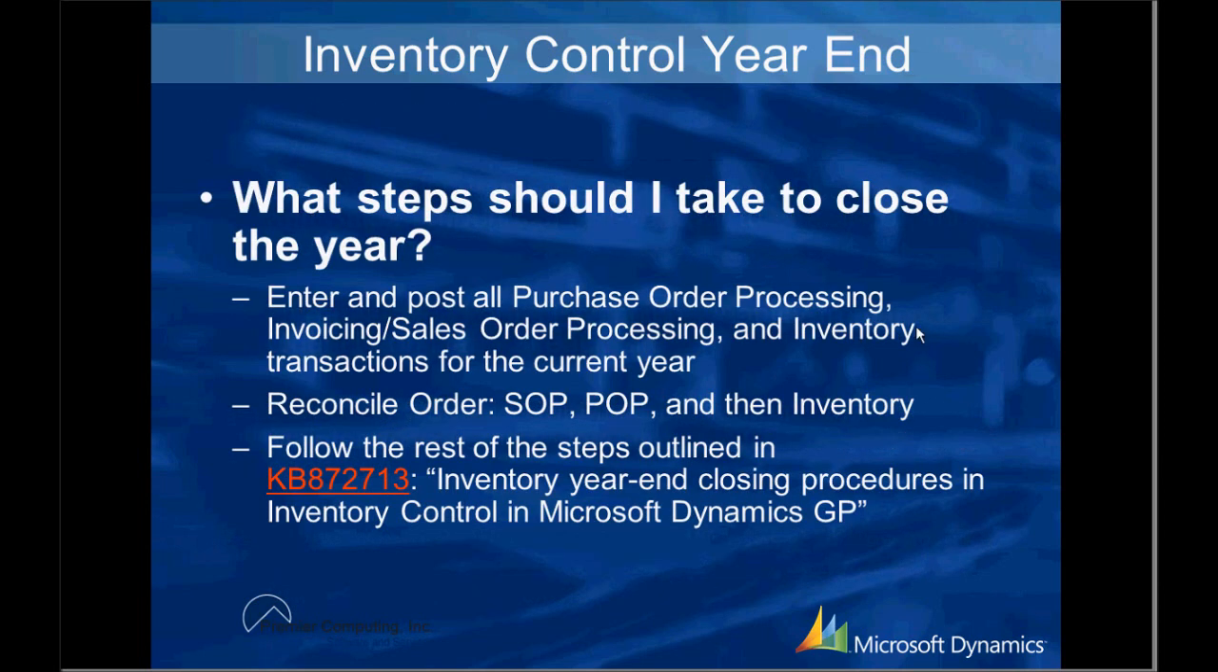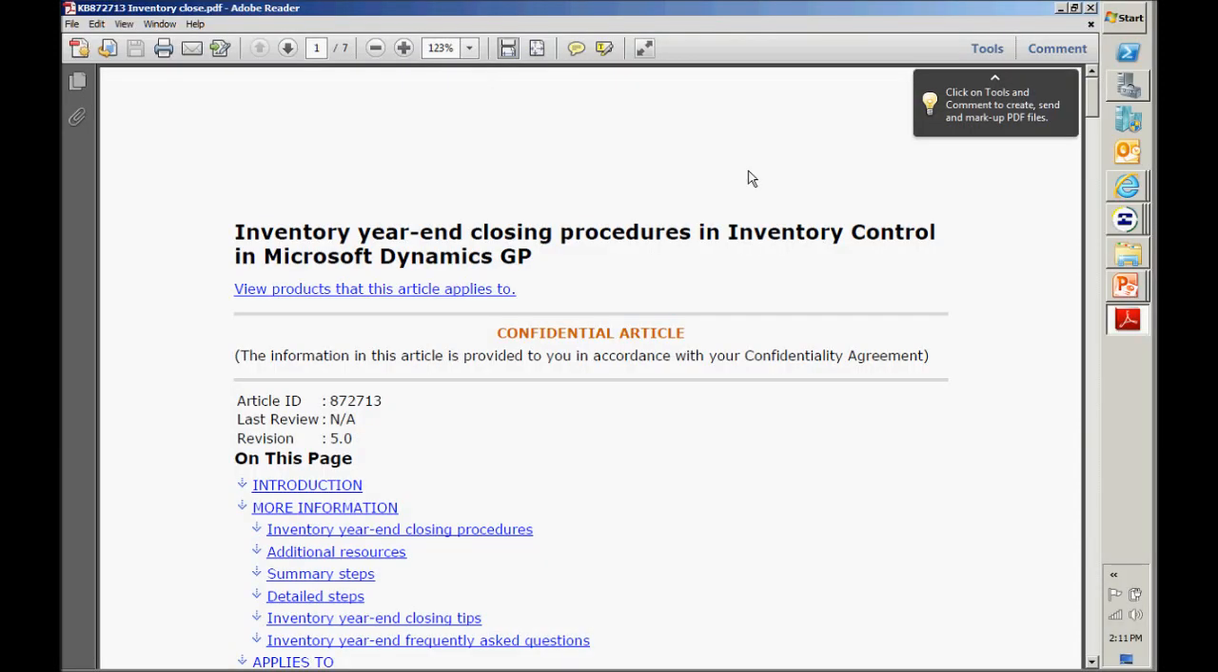We're now going to review the steps that should be taken for the year-end close. You need to make sure that all purchase order processing, invoice sales order processing, and inventory transactions for the current year have been completed and posted. You need to do a reconciliation for orders, SOP, POP, and inventory, and then we have a KB that describes what we should be doing in some detail. We'll open that up, and then we'll turn some time over to V to review the process.